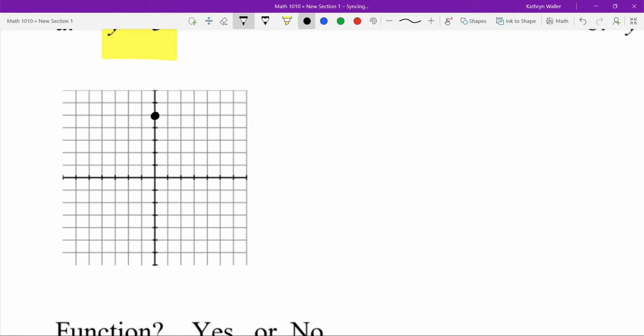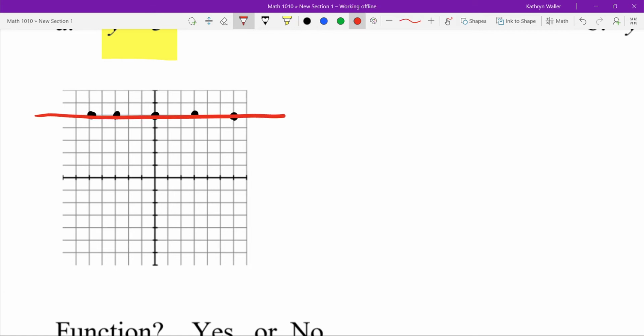And then I want you to put a dot over here. And then I want you to put a dot right here. Just put these random dots. I don't even care where you put them. Every one of those points, what's the same about every one of those points? You tell me. The y is 5. So it crosses the y-axis at 5.